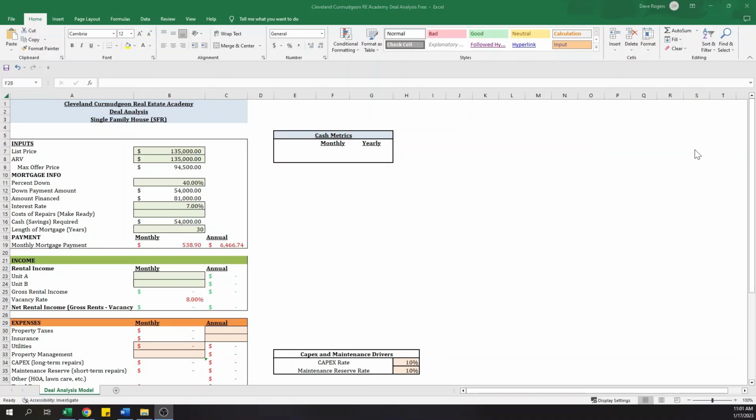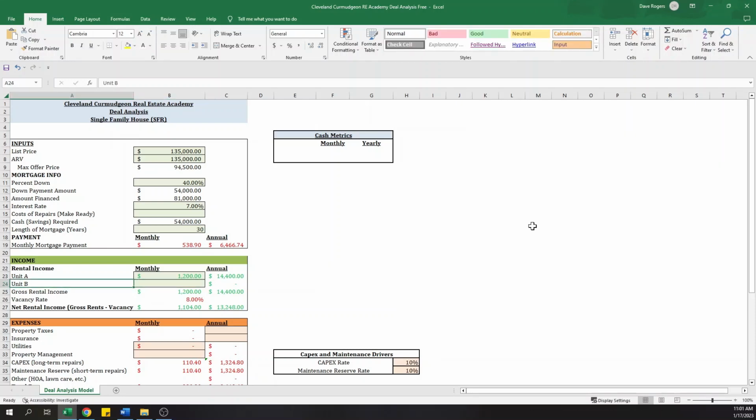Okay, our next section is going to be income. This is a single family rental, so we're only going to have income for unit A, really. I'm going to type in $1,200 here. So again, we're going to fill in the shaded boxes. So 1,200 is going to be automatically calculated to be 14,000 annual.